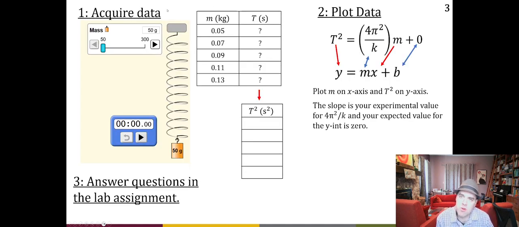All right, so for this lab, we've got 3 steps. The first step is acquiring this data, and I'll walk you through the simulation here in a minute. Then we're going to plot the data. When we acquire the data, we're going to get mass and period data, but we're not plotting mass versus period. We've got to do period squared, so be sure that you square those values when you plug them into Desmos. Then, from our plot, we can get the spring constant from the slope. In the third step, you're going to answer some questions about this in the lab assignment module.